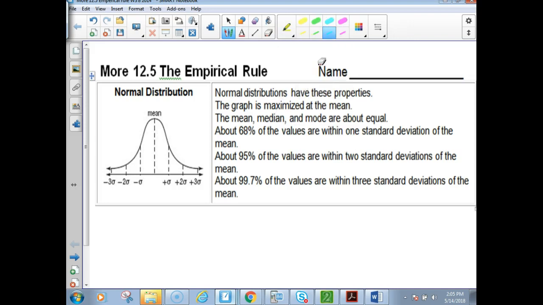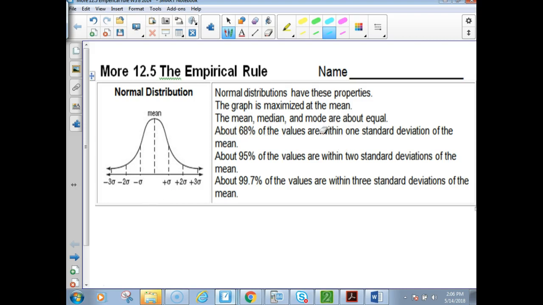If you like the color, you might want to have a highlighter for a couple of things we're going to look at. The normal distributions have the following properties. The graph is maximized at the mean. That's where the high point would be. That means most of the data is clustered about the mean, and there's a specific way it is clustered. The mean, median, and mode are about the same right here. So for a normal distribution, mean, median, mode are basically the same.